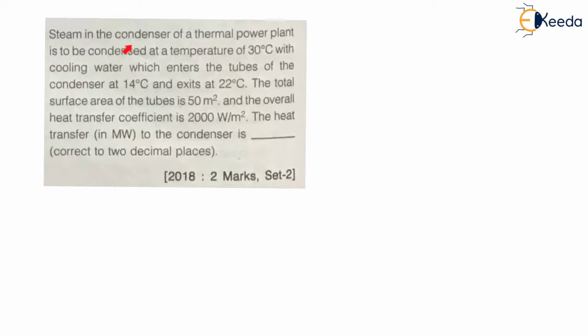The question is, steam in the condenser of a thermal power plant is to be condensed at a temperature of 30 degrees Celsius with a cooling water which enters the tube of the condenser at 14 degrees Celsius and exit at 22 degrees Celsius. Now, my dear students, here they have given a condenser. And my dear students, in condenser, the hot fluid undergoes phase change.